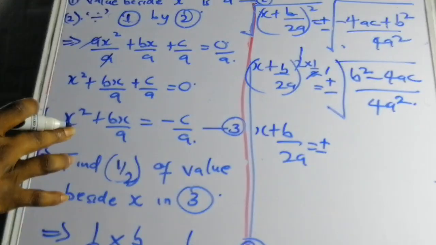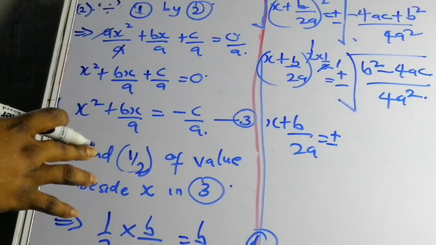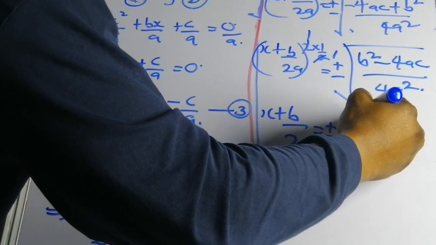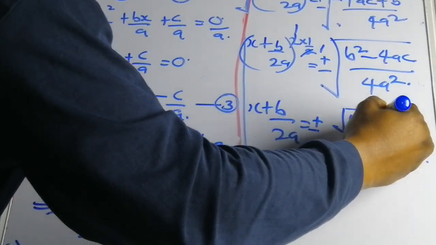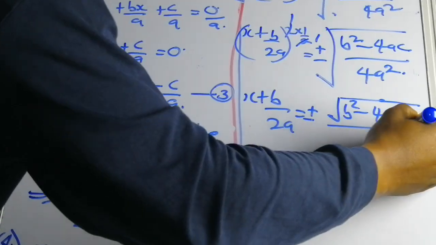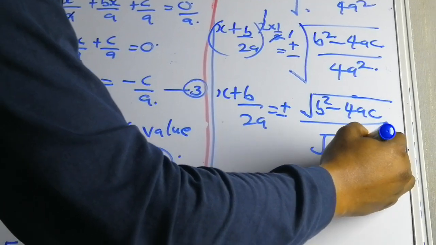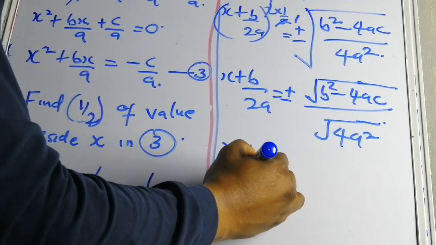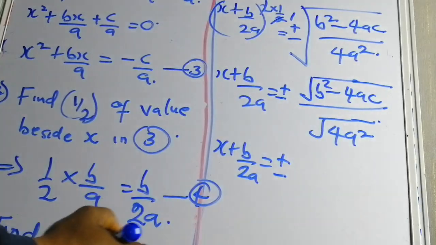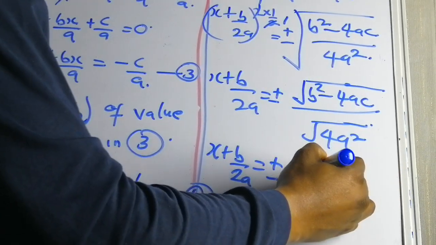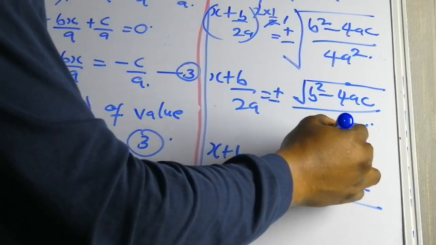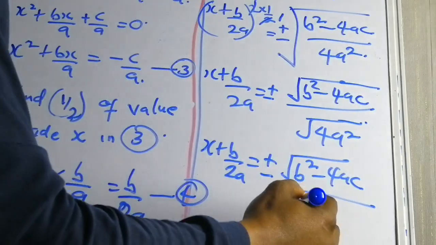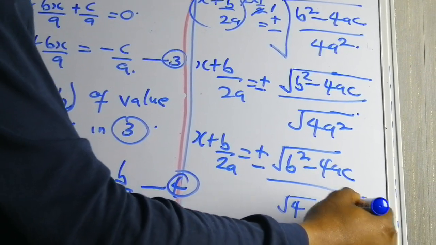I can split this square root, like I said in one of my earlier parts. I can split the division. I can split the square root to numerator and denominator. This one is the same thing as square root of what? B square minus 4ac over square root of what? 4a square. Is the same thing. Okay? So this is the same thing as x plus b over 2a equals plus or minus b square minus 4ac. Don't forget, this is the same thing as power half. What? I can split this, multiplication, root 4 times what? Root a square.